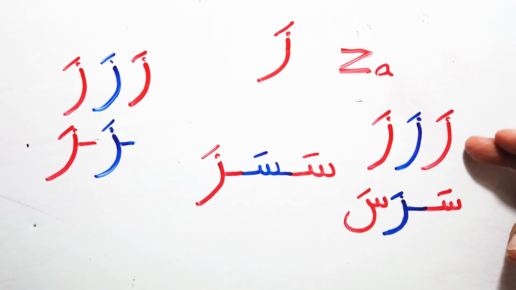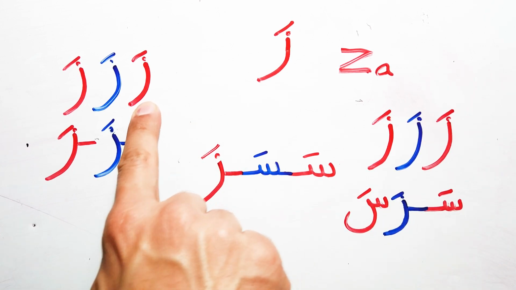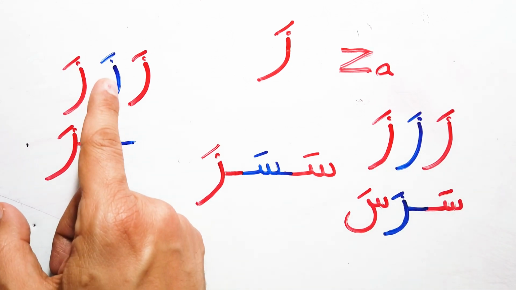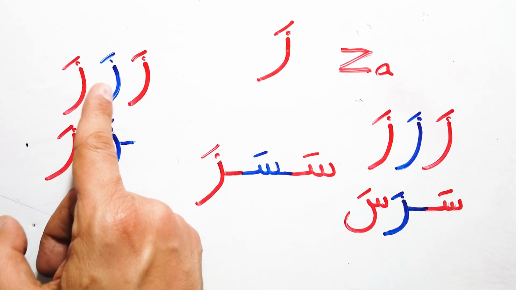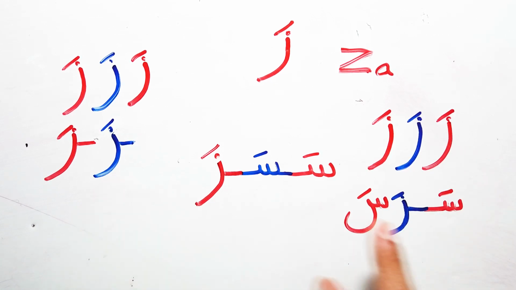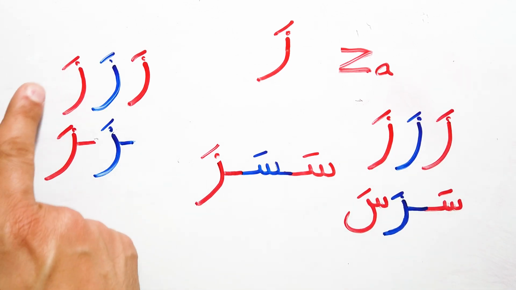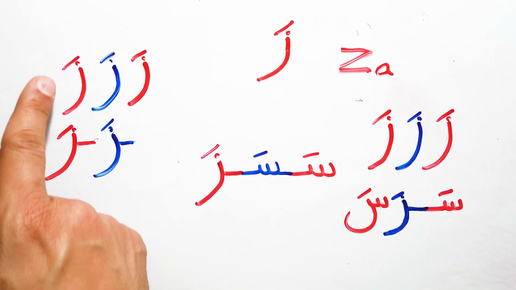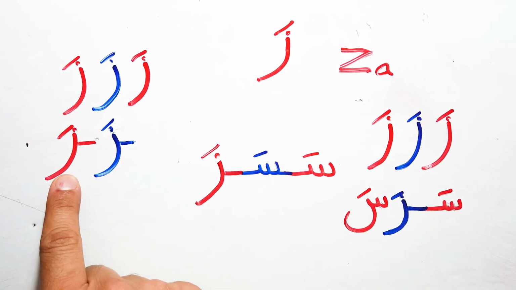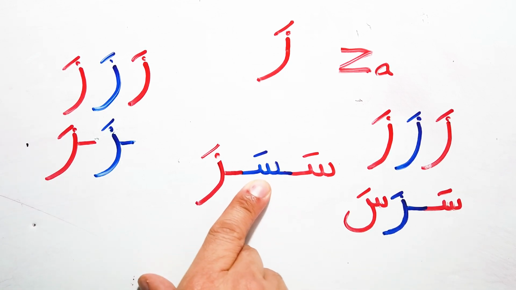So the shape of za in the beginning of the word is always like this. In the middle of the word, it can be like this or this. Like this here, when the previous letter is a refusal letter. It's like this when the previous letter is a normal letter. In the end of the word, it can be like this or like this. This one when the previous letter is a refusal letter, like here, and like this when the previous letter is a normal letter.